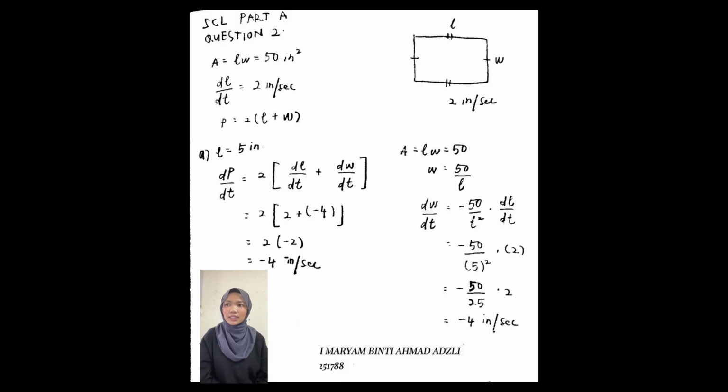The second question is: two parallel sides of a rectangle are being lengthened at the rate of 2 inches per second, while the other two sides are shortened in such a way that the figure remains a rectangle with constant area A equals 50 inches squared. What is the rate of change of the perimeter P when the length of an increasing side is 5 inches? So we can first start by drawing a diagram to help us visualize better.